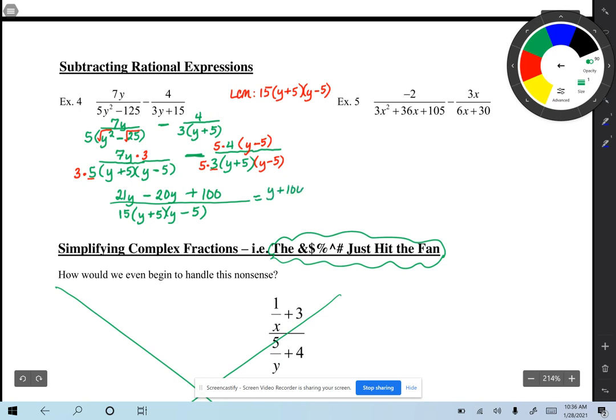And then you have the denominator. So over 15 times y plus 5 times y minus 5.